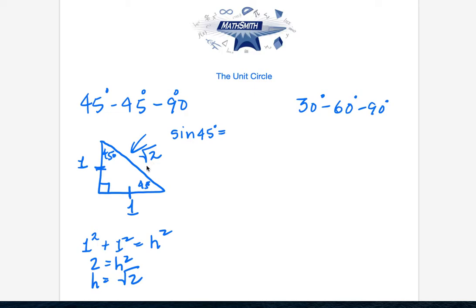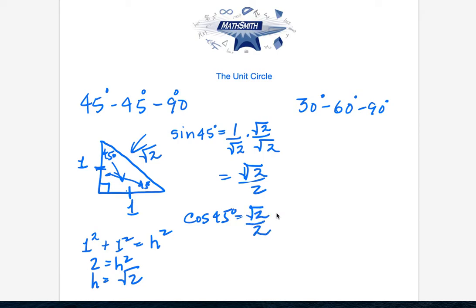SOHCAHTOA: sine is equal to the opposite. It doesn't matter which leg, these are both the same since they're equal. The length of the opposite side divided by the hypotenuse, right? So that's equal to 1 over the square root of 2. And of course, if we rationalize the denominator, it's going to equal the square root of 2 over 2. And cosine of 45 degrees turns out to be the same thing, equals the square root of 2 over 2. You're going to see how this fits in soon with the unit circle, but I just wanted to remind you about this.